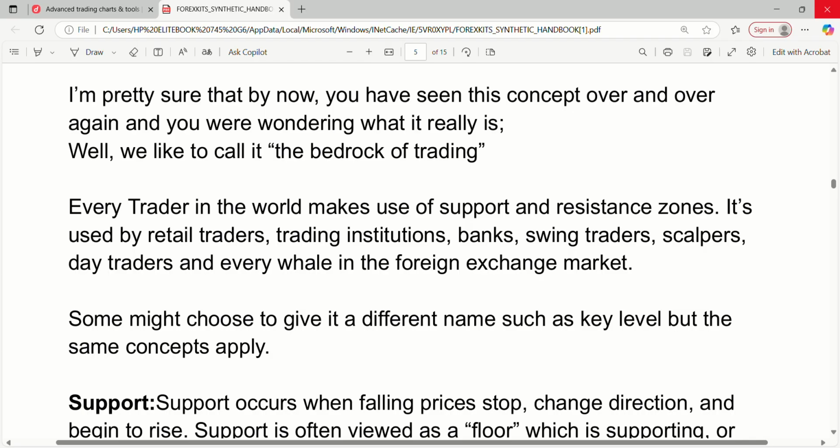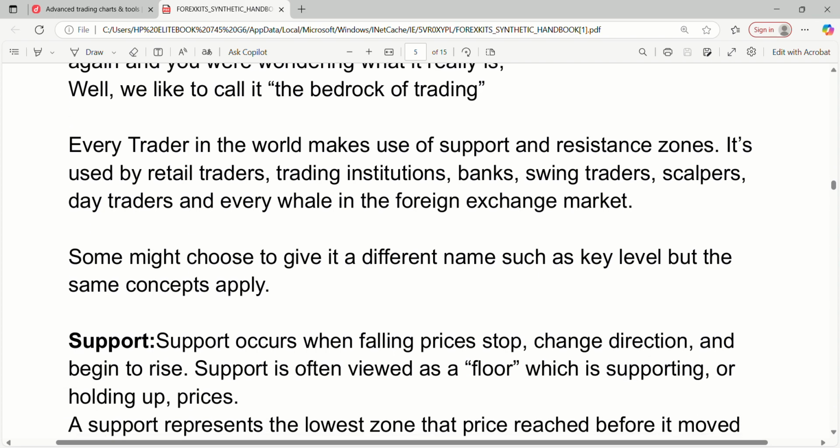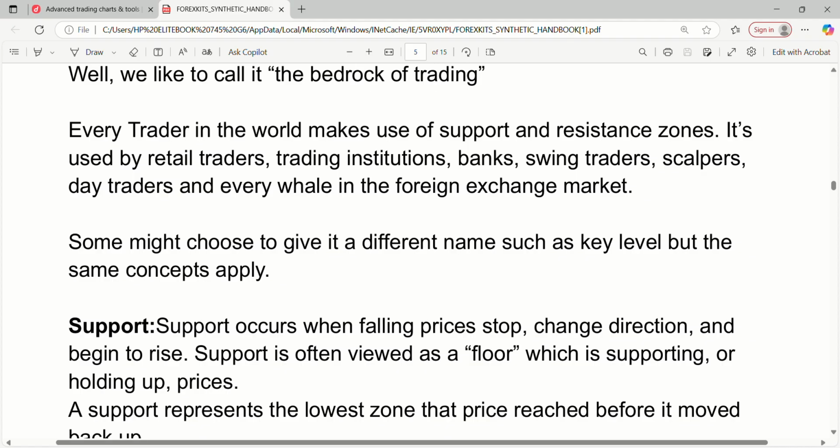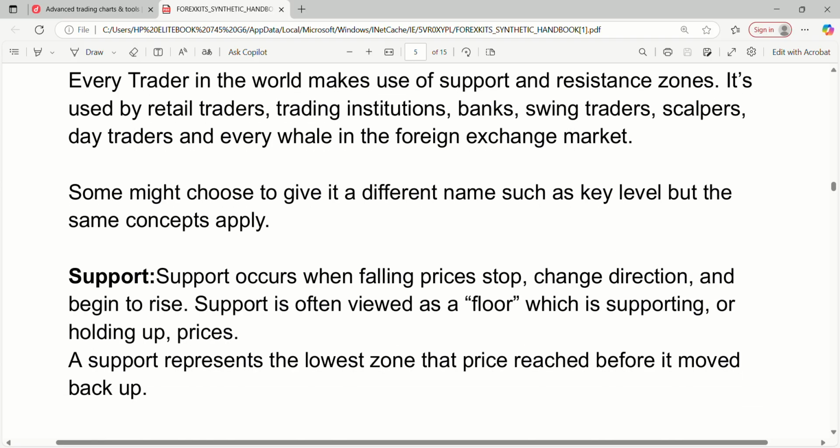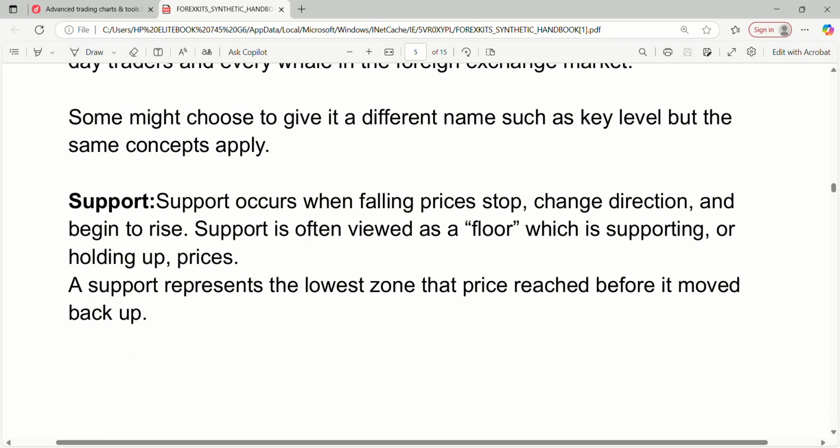They might give it another name, but we are still talking about the same thing: support and resistance. There are a lot of names that have replaced it, but the concept still remains support and resistance. Some might choose to give it different names, such as key level, but the same concept still applies. So now let's go on to picking it one by one.